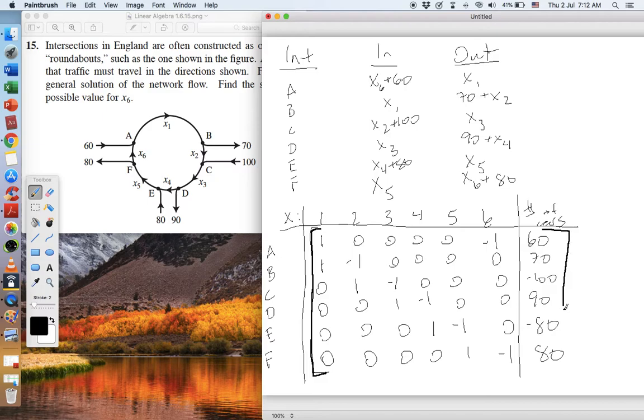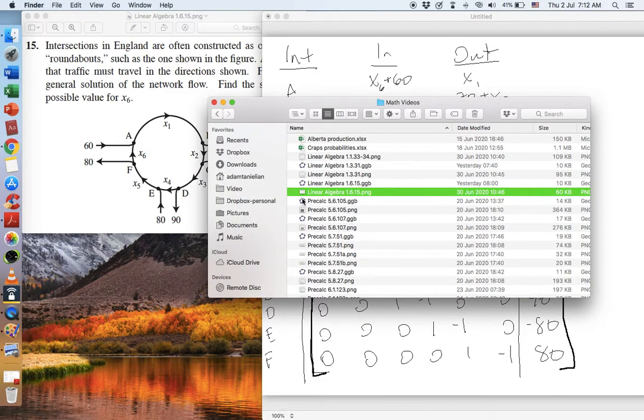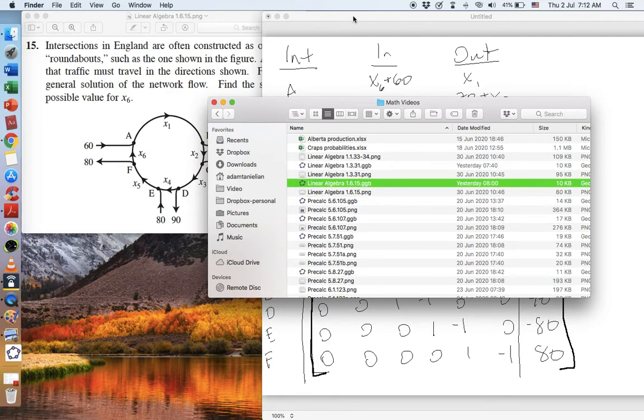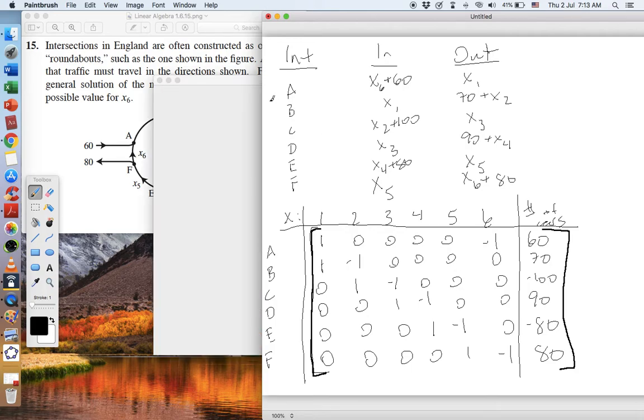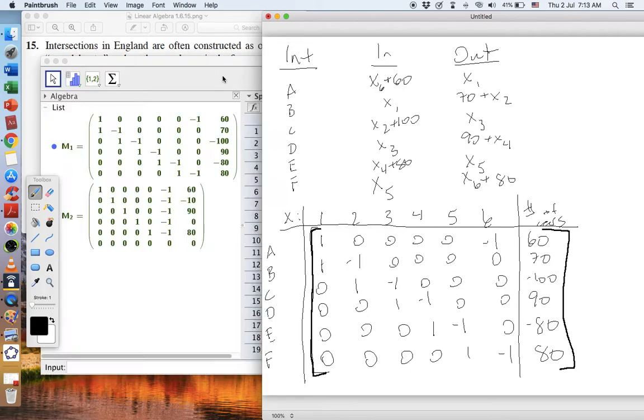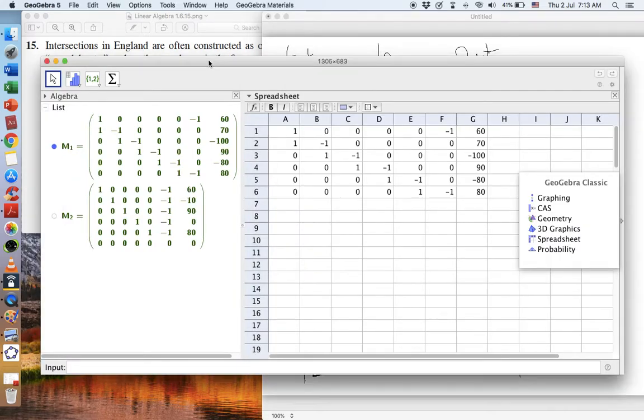And so in order to solve for these x values, we're going to put it in GeoGebra and look for the row reduced echelon form. And in this type of situation where we've got six x values, and you can see only ones and zeros and negative ones in each of the rows anyway, we're going to come up with what's called a free variable. And that free variable is going to be sort of the basis for our solutions here.